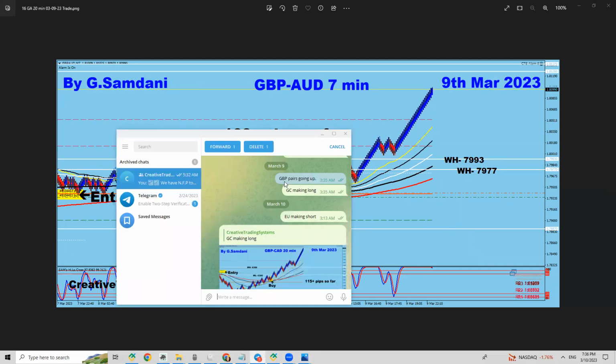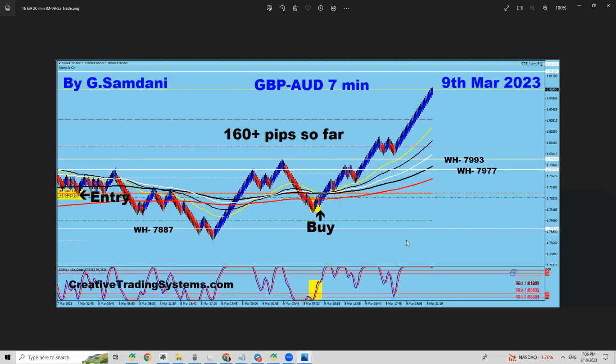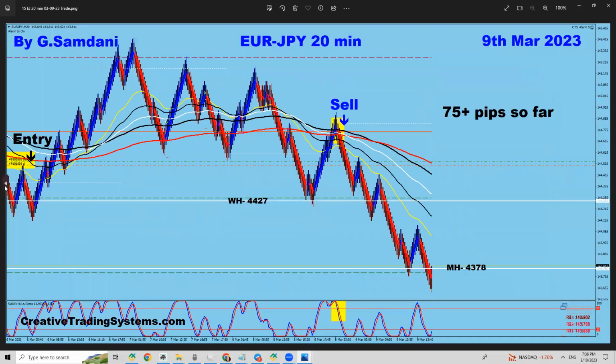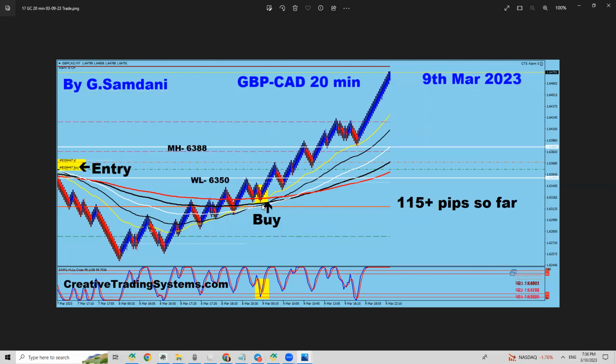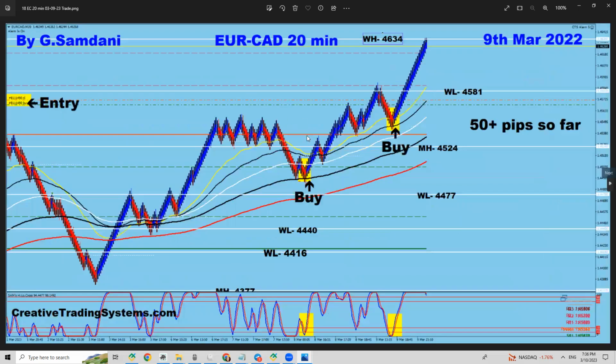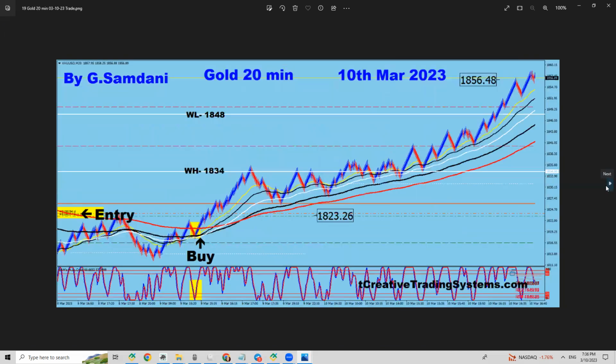On my Telegram, I posted here the pound pairs going up and GC making a long. So GC, you will see here already, after this, GC making long, and this was the one, and it went up. I also took this one on the other computer, and you will see that down the road. This is euro CAD again, second entry for 50 pip, and then you have this gold trade, by the way. Gold is supposed to go up, so I just took an early entry.